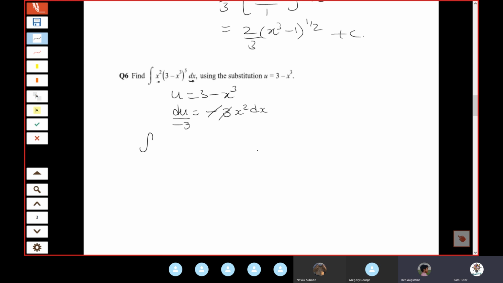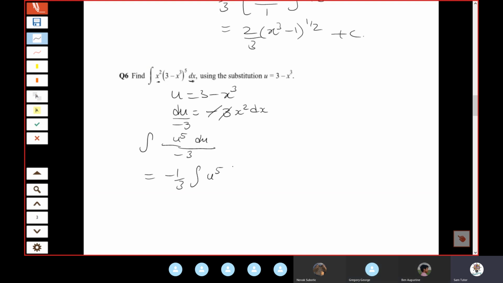What's your first line? Greg, what's your first line? What do you think? Du on 3 times u to the power of 5... square root of u, right? Negative, oh wait, Luke's right. Negative 3. Yeah, negative 3. And it is u to the power of 5. What are you allowed to do with this negative 3? Technically, just take it to the outside. 1 on negative 3. So it becomes negative a third.